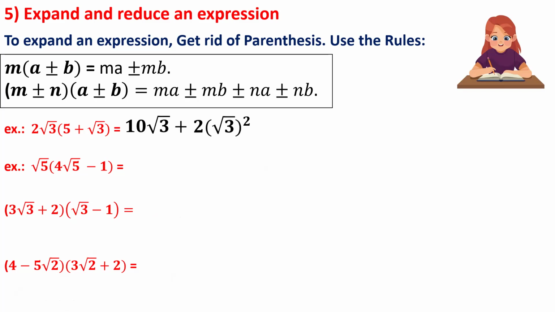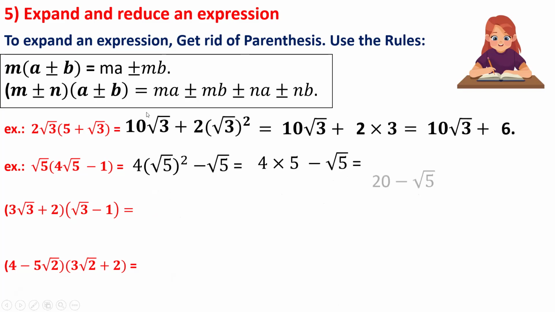We keep 10 radical 3 as it is. Then we say the squared cancels the radical; it comes out as a 3. So we get 2 times 3. Now 10 radical 3 plus 6. This is a second example for you to solve in the same way.